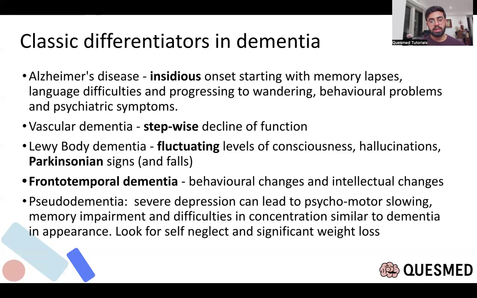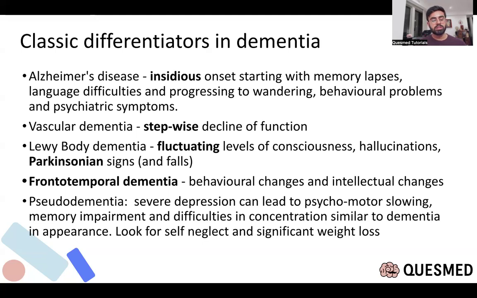Frontotemporal dementia often results in behavioral changes that are typically associated with the frontal cortex, so your executive function: things like impulsive actions, gambling, sexual disinhibition. There are quite a few genetic links with FTD, so it can sometimes present younger as well. And also, very importantly, in Alzheimer's disease, patients with Down syndrome can present with Alzheimer's very young, in their 40s to 50s.